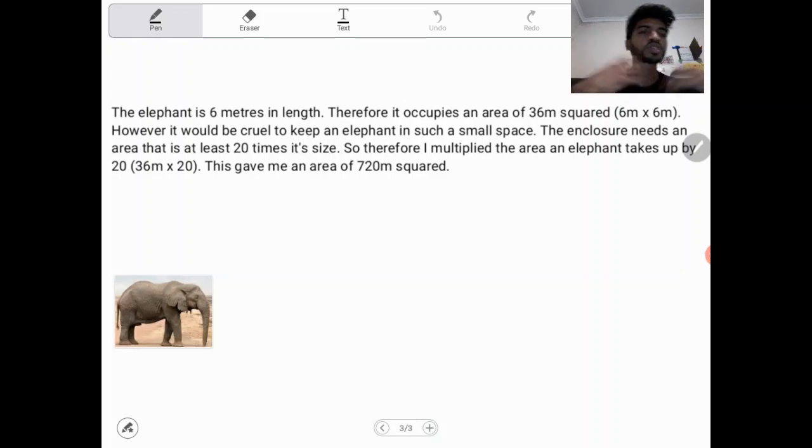Well, this is where your reasoning comes in, meaning whatever you decide, as long as you've got good reason behind it, then your answer is correct. So let's have a look at my reasoning behind what size I've decided to make the enclosure. So we know that the elephant is 6 meters in length. Therefore, it occupies an area of 36 meters squared.